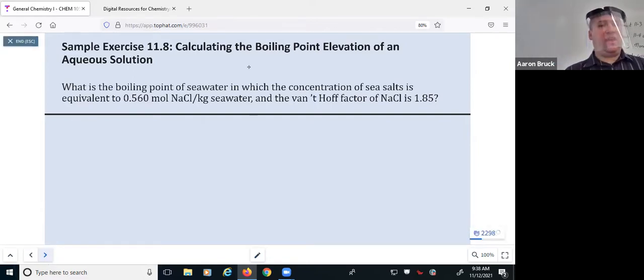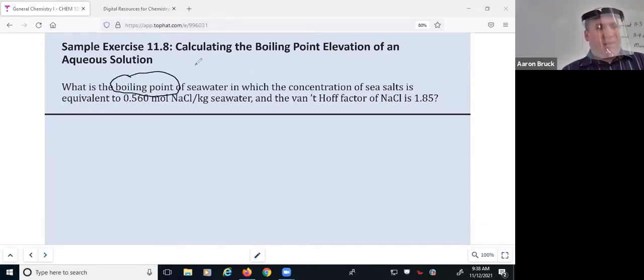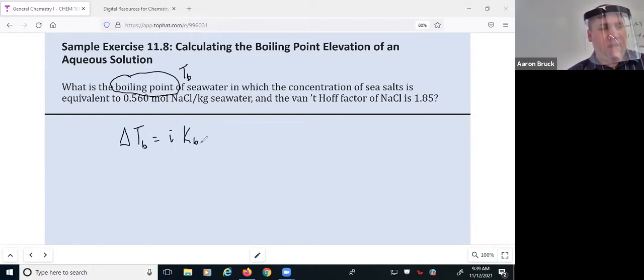Okay, so two things that we need to identify here. First of all, we are looking for the boiling point, not just the boiling point elevation. So we're looking for T_B, not delta T_B. Important distinction there, because delta T_B gives us half of what we need. We're going to have to add that to the boiling point of water. Using the equation, delta T_B is equal to i K_B m. We are told that the van 't Hoff factor is 1.85, so that's our i.